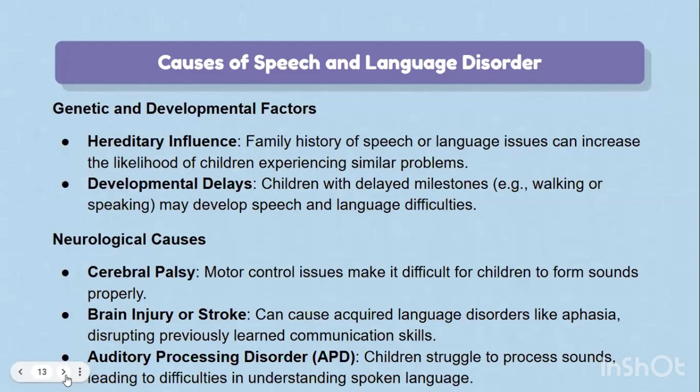Causes of speech and language disorder. So basically, this can arise from genetic and developmental factors. Hereditary influence: a family history of speech or language issues can increase the likelihood of a child experiencing similar problems. So basically, this is a genetics thing where if I stammer, my son might stammer. If I stutter, my son can stutter, if my son gets most of my genetics instead of the mother's genetics.